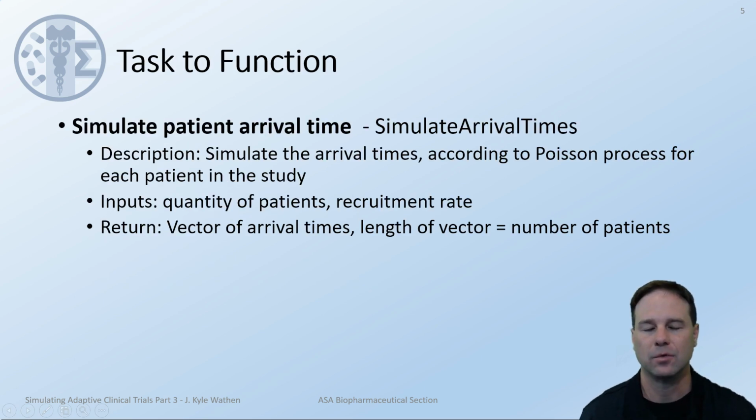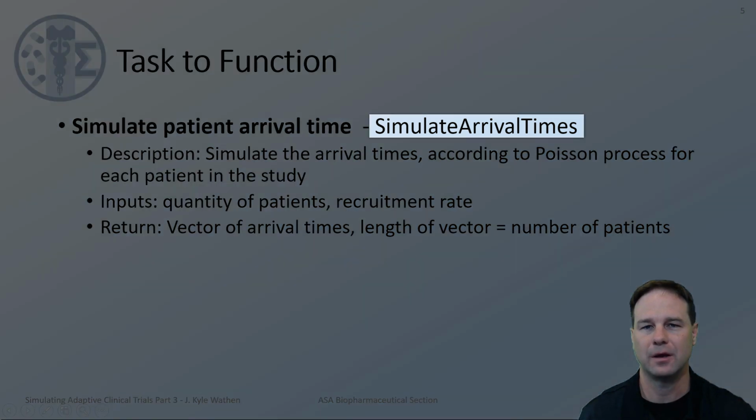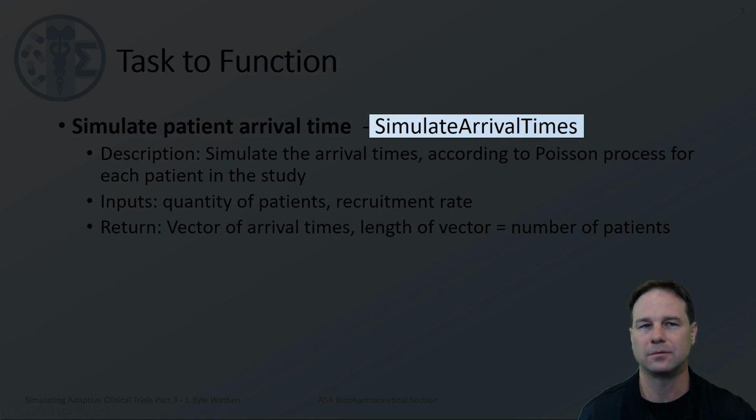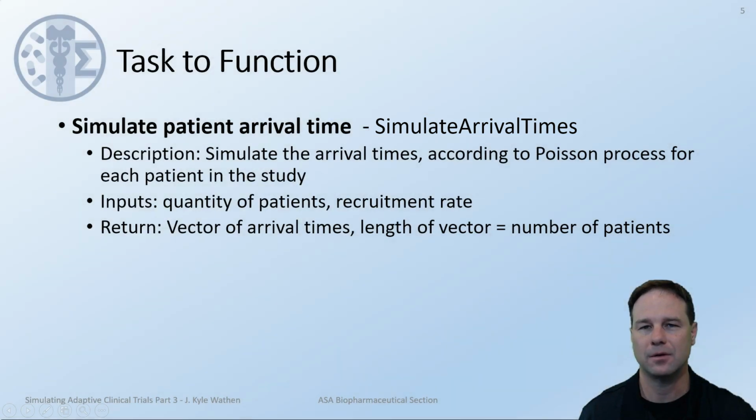So you think about the tasks, and we're going to take the tasks that we have to accomplish and turn them into functions. So for example, simulating patient arrival times, I always like to use very descriptive names, and I start with camel case. So for example, SimulateArrivalTimes, where the first letter of each word is capital. This makes it very easy to notice where you have functions within your R code. It's always best to start with a verbal description so that you can check back to the function that it does actually what you had intended.